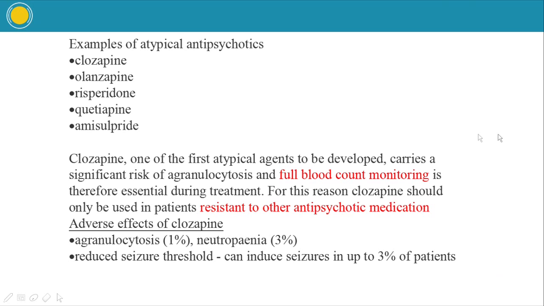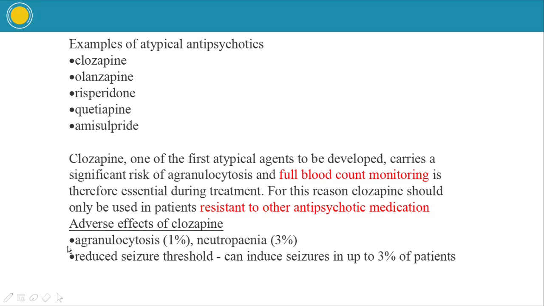And for other things that we have to be aware, especially like clozapine, be aware of agranulocytosis and neutropenia. So if we use clozapine, as doctors you really have to be aware, and full blood count monitoring will be essential during the treatment of schizophrenia using clozapine. So due to this, clozapine should not be used if other drugs have not been tried. So it should only be used in patients resistant to other atypical antipsychotic medication. Due to this, we don't use it so much, even though it is clozapine, an atypical antipsychotic agent.